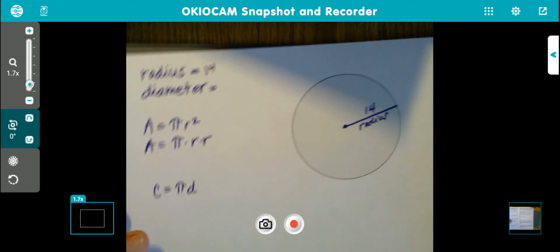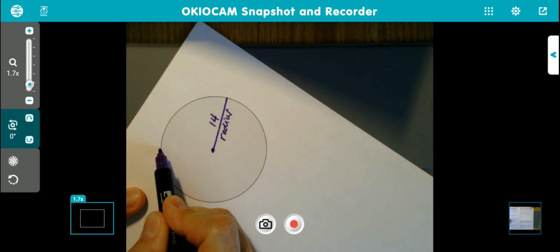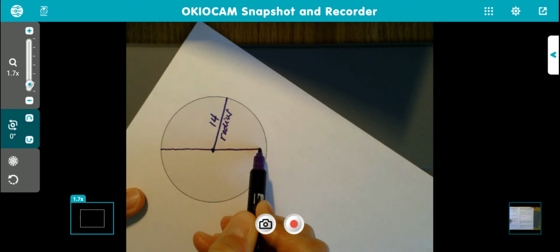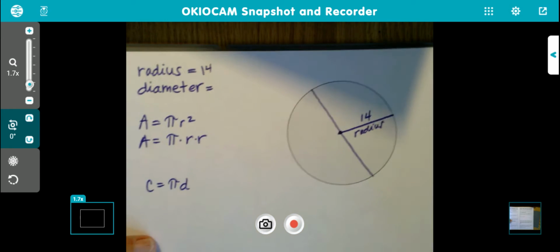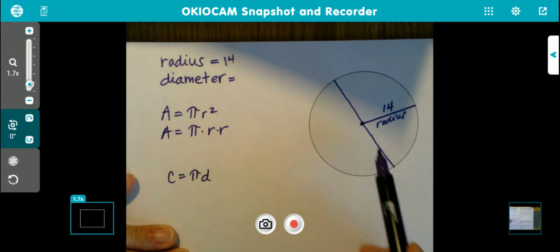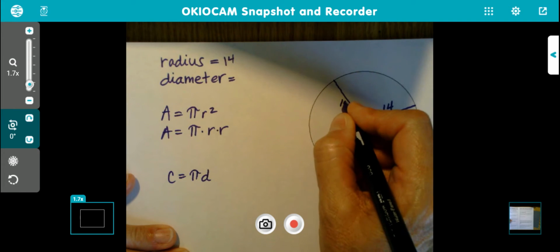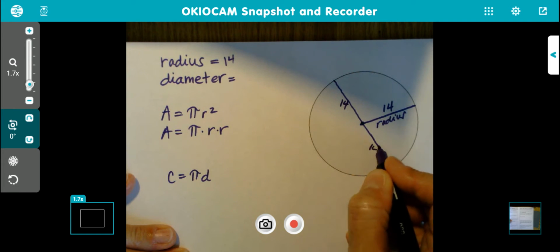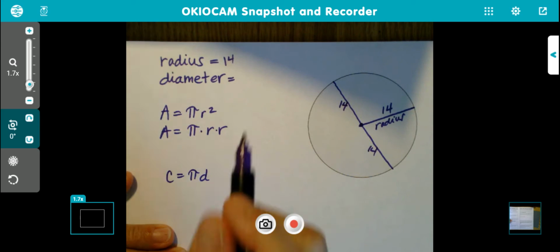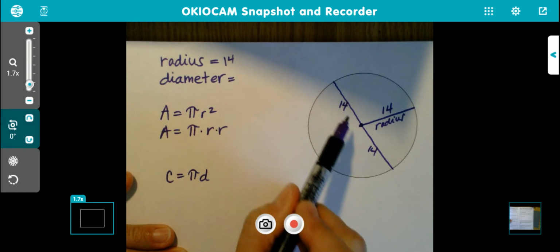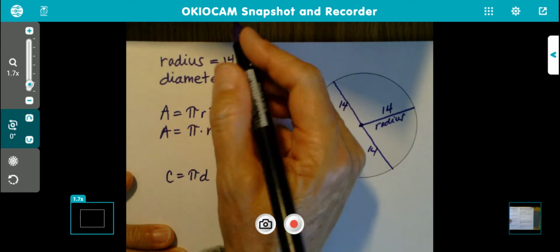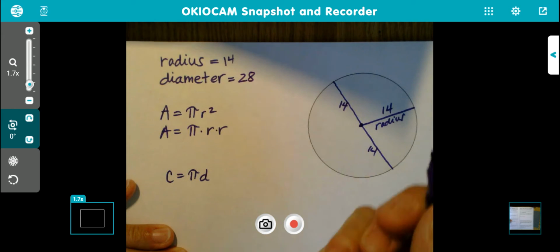Now, a diameter on a circle goes all the way through the circle. And so really a diameter is made up of two radiuses, two radii. So this one would be 14, and this one would also be 14, which means our diameter is 2 times longer than our radius, and our diameter is 28.